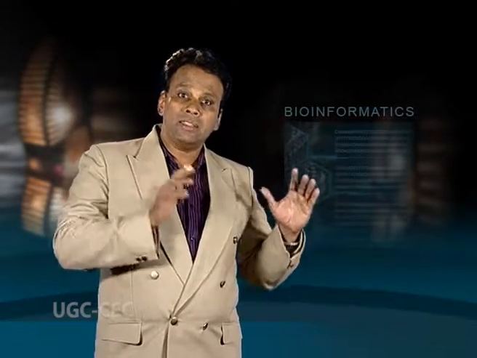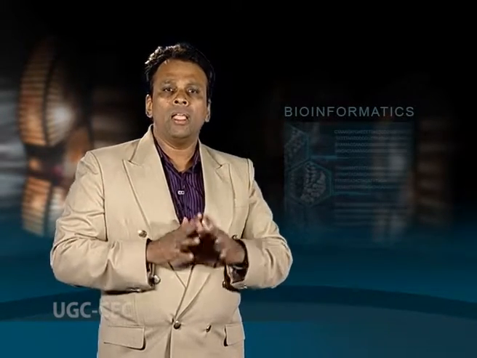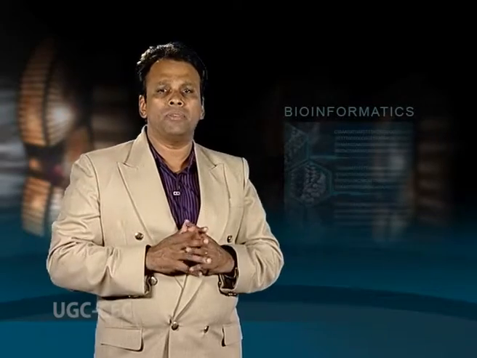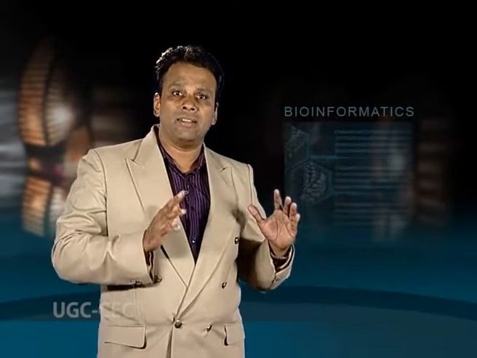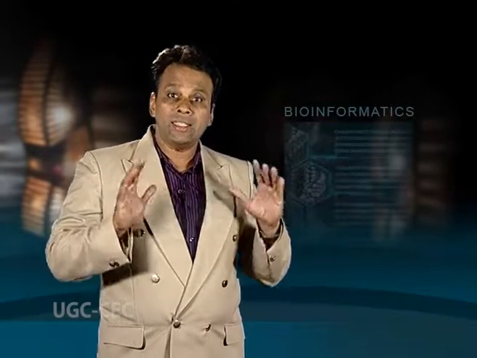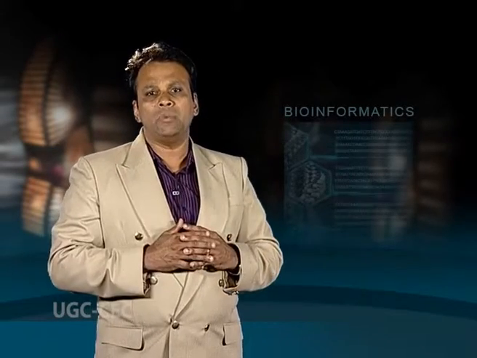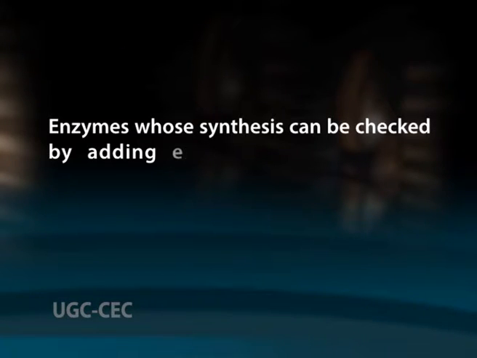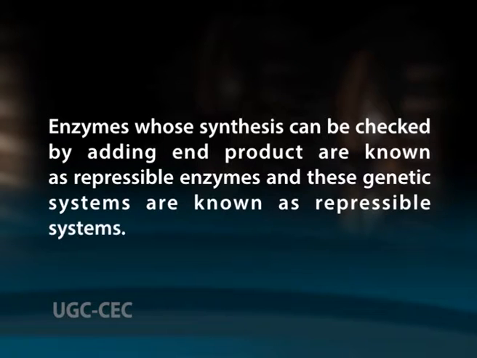The situation is reversed in some other cases. For instance, when no amino acids are supplied from outside, E. coli cells can synthesize all the enzymes needed for synthesis of different amino acids. However, if a particular amino acid like histidine is added, production of histidine synthesizing enzymes will fall down. In such a system, the addition of end product of a biosynthetic pathway will check synthesis of the enzymes needed for its biosynthesis. Such enzymes whose synthesis can be checked by adding end product are known as repressible enzymes, and these genetic systems are known as repressible systems.